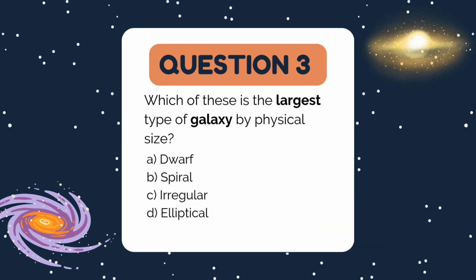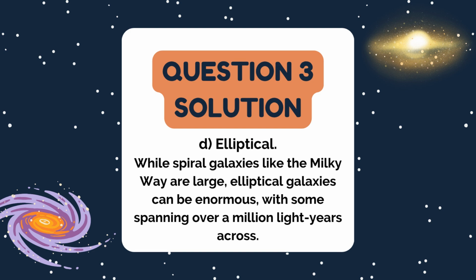The correct answer is D. Elliptical. While spiral galaxies like the Milky Way are large, elliptical galaxies can be enormous, with some spanning over 1 million light-years across. They are typically composed of older stars, have little gas or dust, and are the most massive and extended galaxies in the universe.